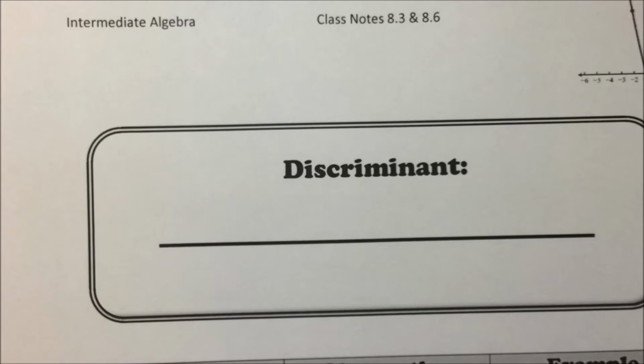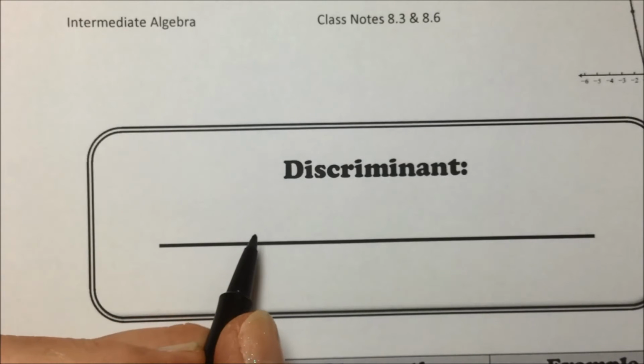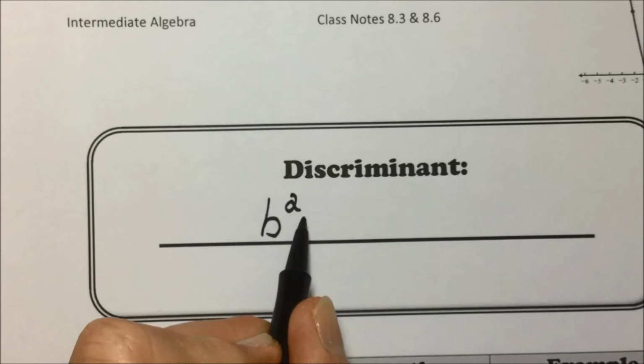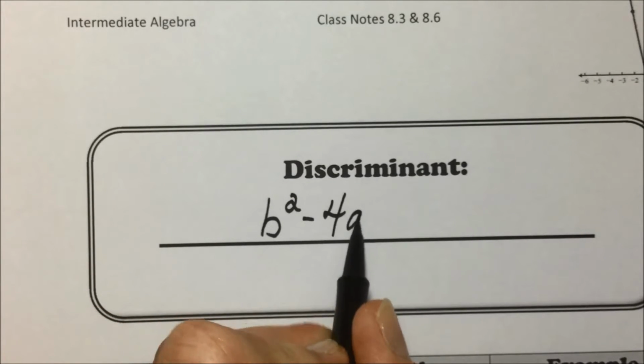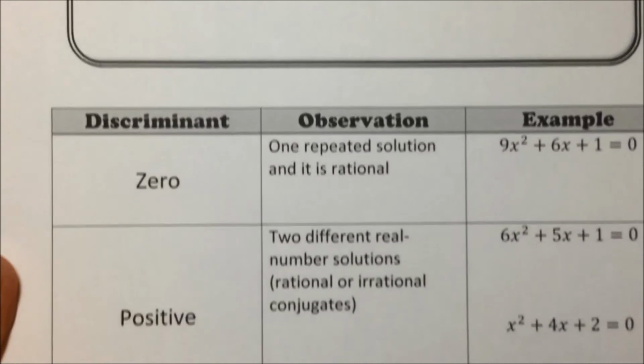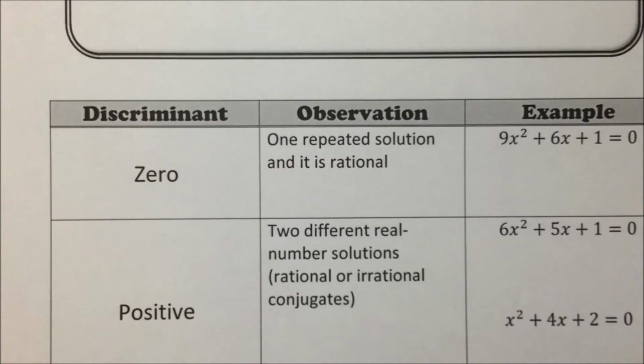be solved by factoring. Using the quadratic formula, we have what's known as the radicand, the quantity underneath the radical, is known as the discriminant. And that is equal to b squared minus 4ac. It's known as the discriminant. This is the quantity that's underneath the radical in the quadratic formula. And from that, we can determine what kind of solutions we will have in our quadratic equation.